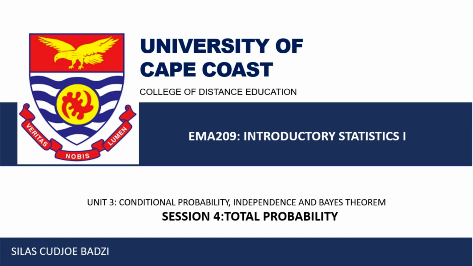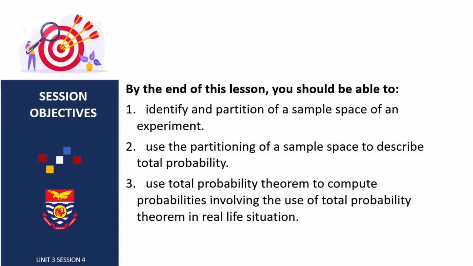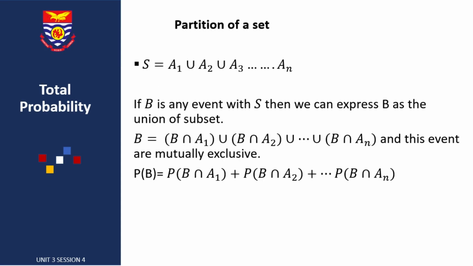Welcome to Session 4 of Unit 3, Total Probability. By the end of this session, we should be able to identify a partition of a sample space of an experiment, use a partition of a sample space to describe total probability, and use the total probability theorem to compute probabilities in a real-life situation. Now let's get going. Partitioning of a set.